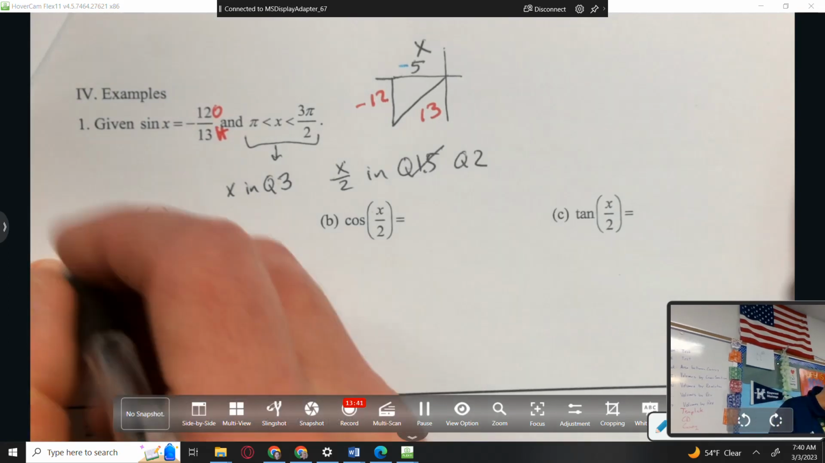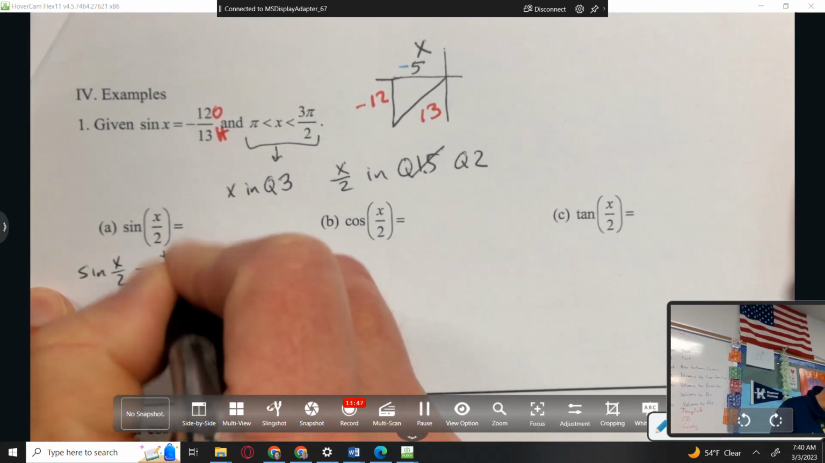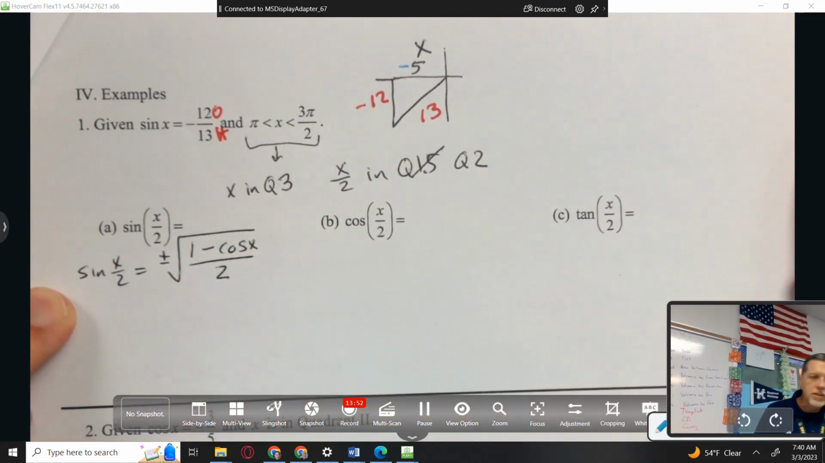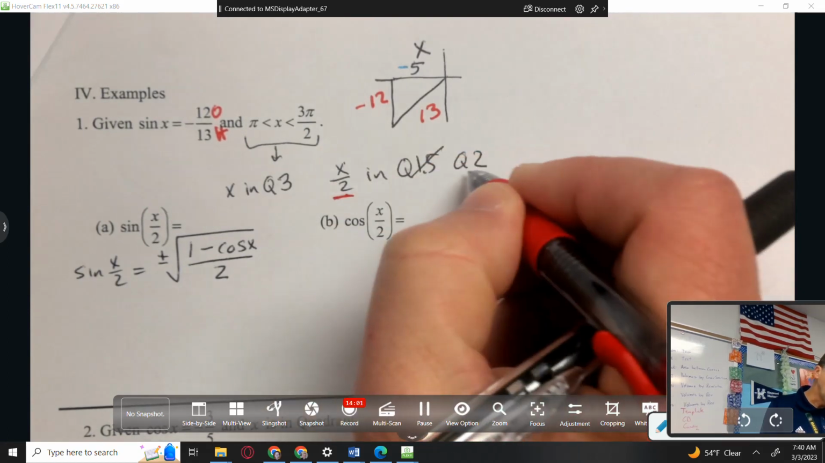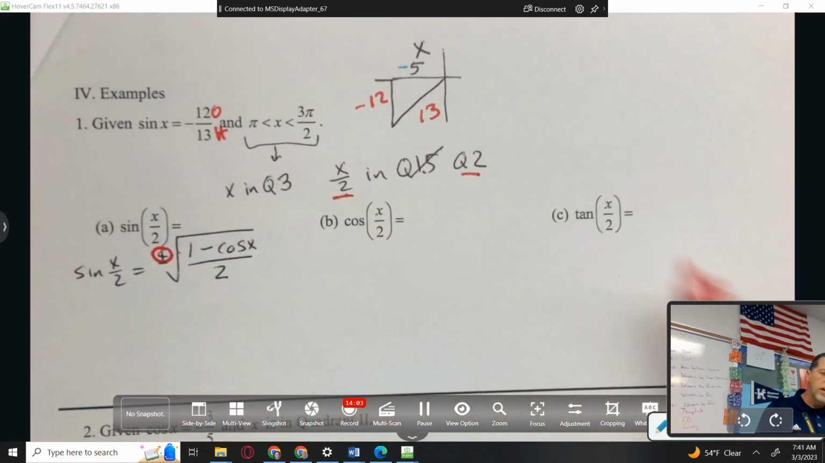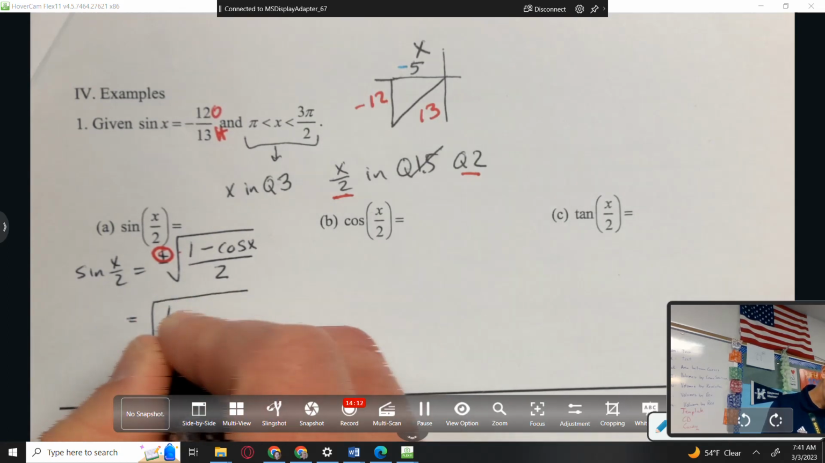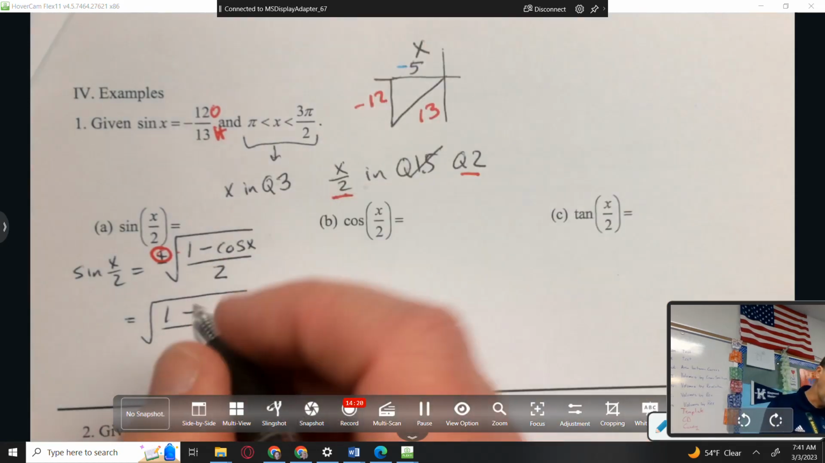All right, so sine of x over 2. I'm going to just write the formula. It's plus or minus the square root of 1 minus cosine of x all over 2. Now we already said that x over 2 is in quadrant 2. Sine is positive in the second quadrant, so I know it's going to be the positive answer. All right, cosine of that angle would be negative 5/13.